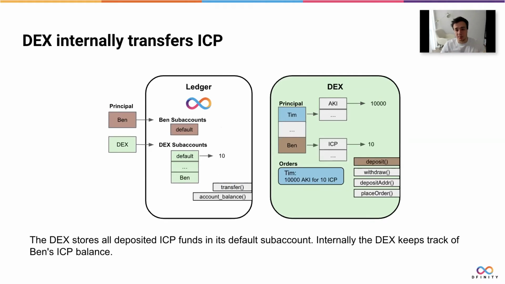In the next step, it's similar to what we did with DIP. You call the deposit function on the DEX, which notifies the DEX that you did all the previous steps and it can now take custody of the funds. In the case of ICP, the ledger, the DEX does a new transfer of all the ICP from this special sub account into its default sub account, and gives Ben the correct ICP balance on the DEX. Now we both have our tokens on the DEX.